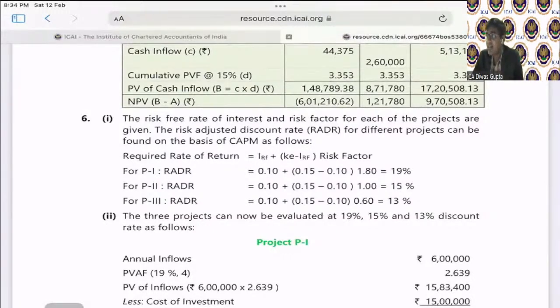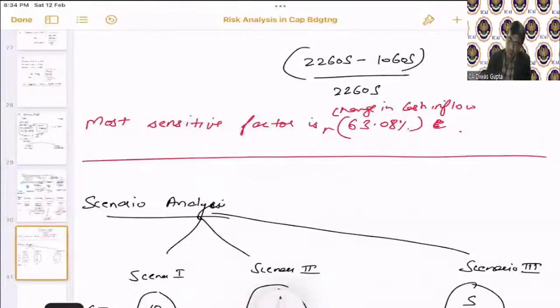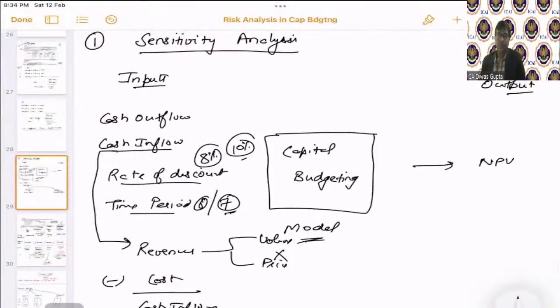Memin is asking about sensitivity analysis. Okay, let me explain the sensitivity analysis again. So, sensitivity analysis, can you just see this slide? We said that there are different types of inputs, right? What if we change one input and try to see what is the impact on NPV? That will tell us which factors NPV is sensitive to.